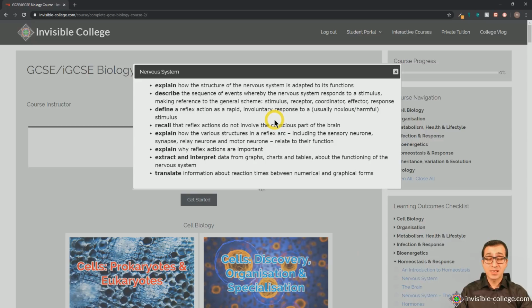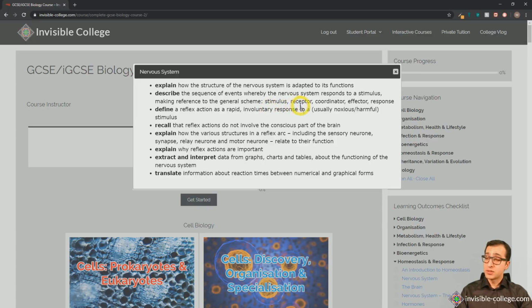So we're going to be looking at, again, the idea of a stimulus, a receptor, a coordination center, an effector, and a response. And we're going to be looking at the various elements of the nervous system that satisfy those various functions within the homeostatic response to, and also the responses to stimuli by the nervous system.